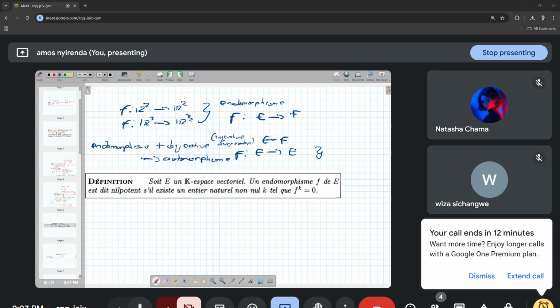Automorphism is just a natural addition to what I'm describing here. Because if you talk about an endomorphism, the next thing one is likely to do is to add the aspect of bijectivity, and now fully define what an automorphism is. So hopefully that is clear. That's just a little digression on what an endomorphism is. Donc soit E un espace vectoriel, un endomorphisme F de E est dit nilpotent s'il existe un entier naturel non nul K tel que F puissance K est égal à 0.